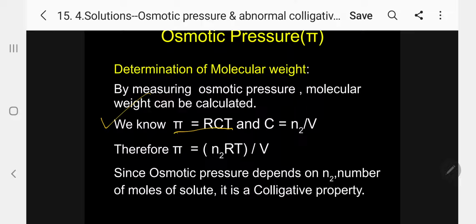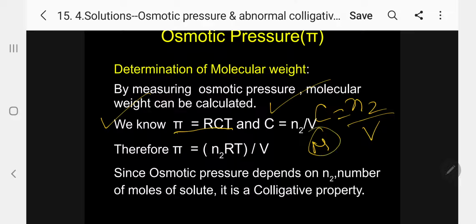R is the molar gas constant, C is the molarity of the solution, T is the temperature. What is molarity? The number of moles of solute present in 1 liter of solution, that is N2 by V. That is the molarity, or you can simply use M also. Therefore, I can now substitute pi equal to N2 by V into RT.